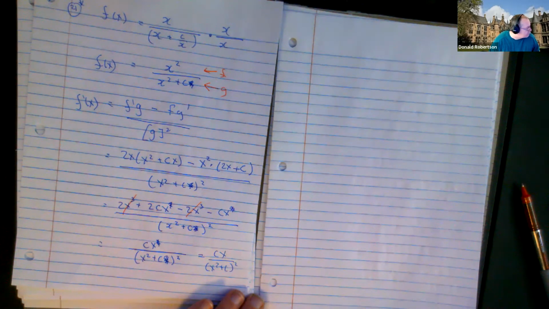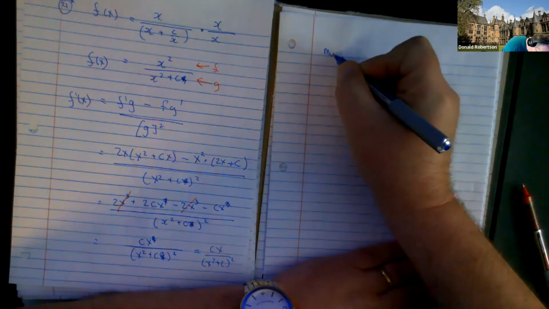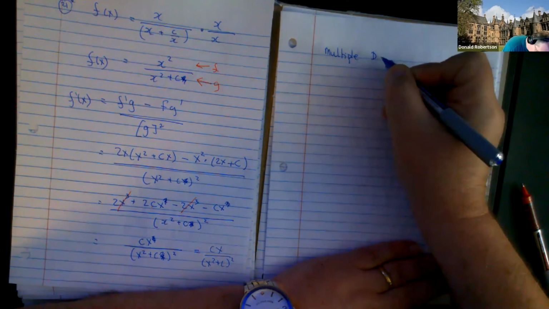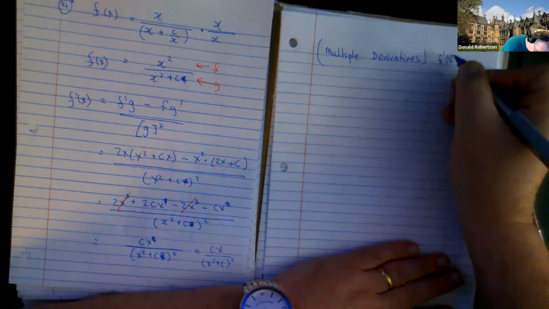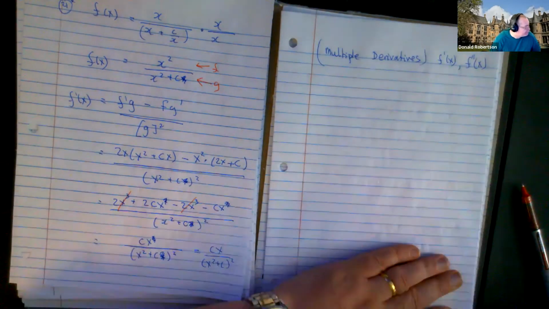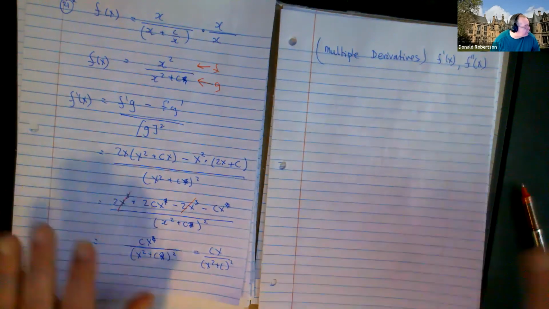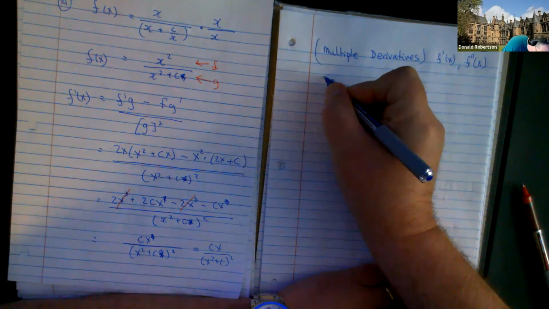Now we've done square roots. Okay, I think it's time for us to do multiple derivatives. So what I mean by that is not just finding f dash of x, but finding second derivatives as well. You'll find that they have questions where you find the first derivative and then they say, well, now you found the first one, find the second. So here's my first example.